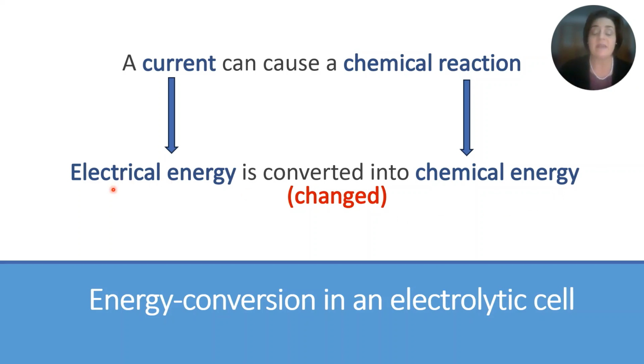So what is the energy conversion? The electrical energy is converted into chemical energy. And you can see the words converted into mean changed. The electrolytic cell basically changes electrical energy into chemical energy. But the word to use here is converted, the energy conversion in an electrolytic cell.